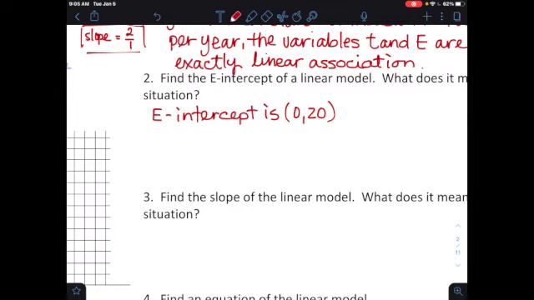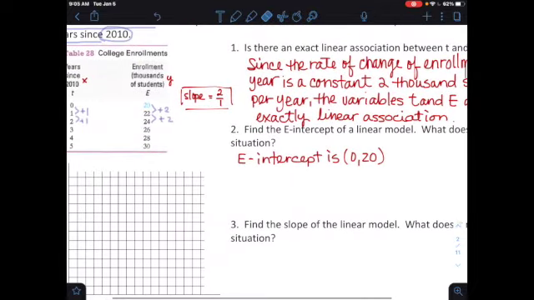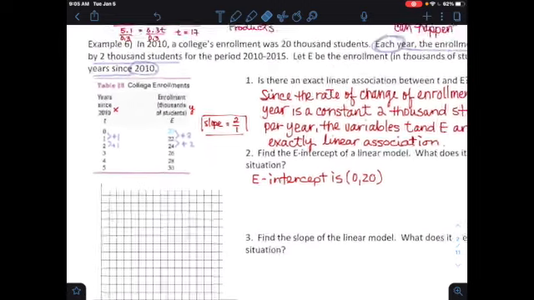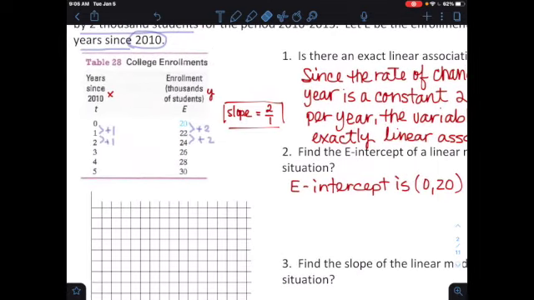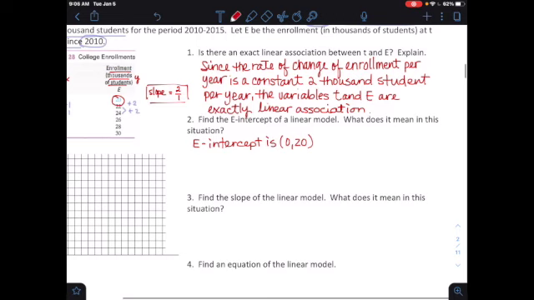Okay, now what does it mean? Well, it means the enrollment is at 20,000 students in the year 2010. We pretty much just say whatever the unit is for 20. If you look at it, 20 is right here. And what's 20? Enrollment in thousands of students. And what's right here matches up. Now you have to pick 0, because the 0 number is going to be the y-intercept. So 0 at the year since 2010. So 2010 is going to be at your 0. Let me write this out and then you can see a little bit better.